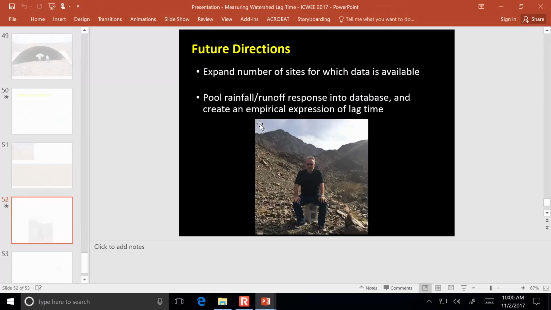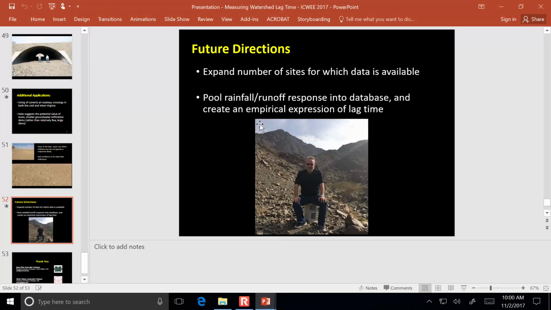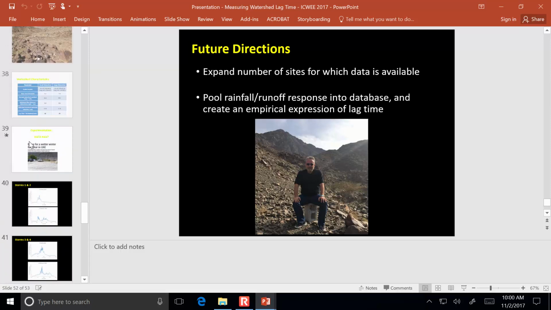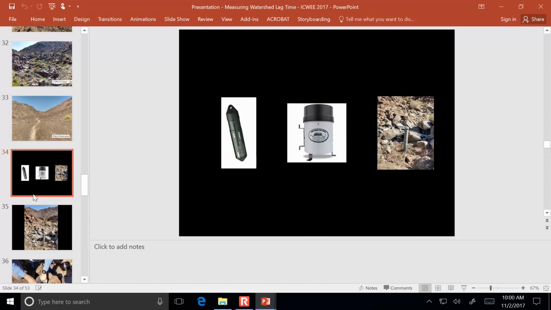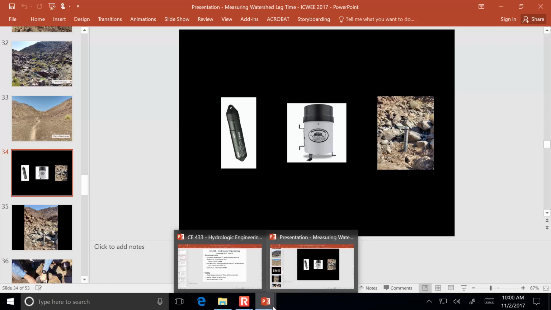Okay, so that's an idea of what I did over in the UAE, and in particular I wanted to tell you a little bit about this equipment, because if there's a group that wants to do a hydraulics project for the senior design, I have in mind that they'll be using the same equipment, the rain gauge and the stream gauge, in order to try and calibrate a watershed model.